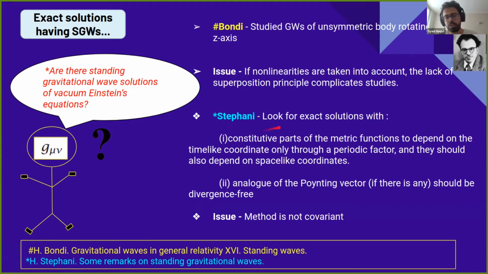His idea was that you can look for exact solutions in which the constituent parts of the metric functions may depend on some time-like coordinate through a periodic factor. The other thing was that you can have an analog of the Poynting vector, which should be divergence free. But the issue was that in this picture, it was not covariant. So you can refer to this paper over here.